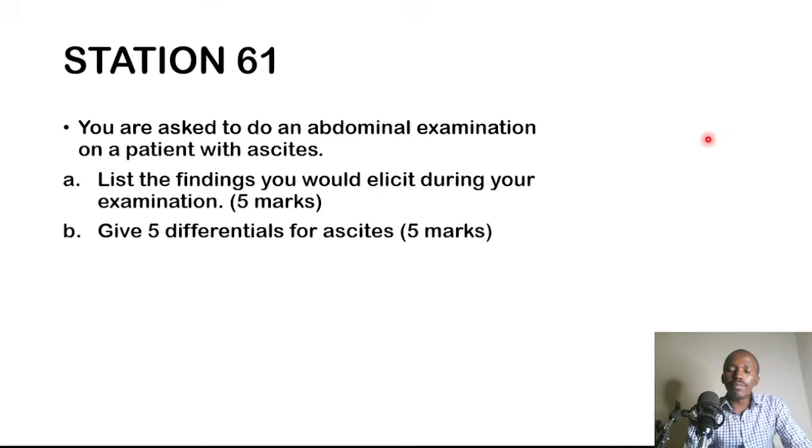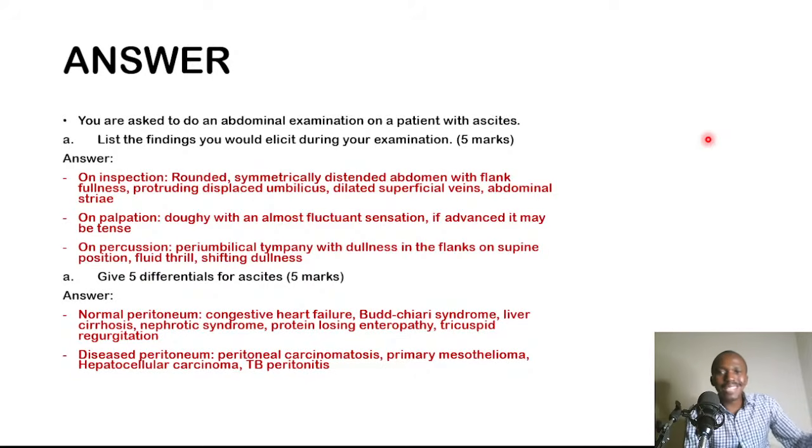So on your inspection, you get a round, symmetrical, distended abdomen with flank fullness. You get a protruding or displaced umbilicus. You may get dilated superficial veins. You may get abdominal striae. On your palpation, you're going to get this doughy feeling of the abdomen. It feels like dough, flour with water. Then, of course, if it's advanced, it's going to be tense.